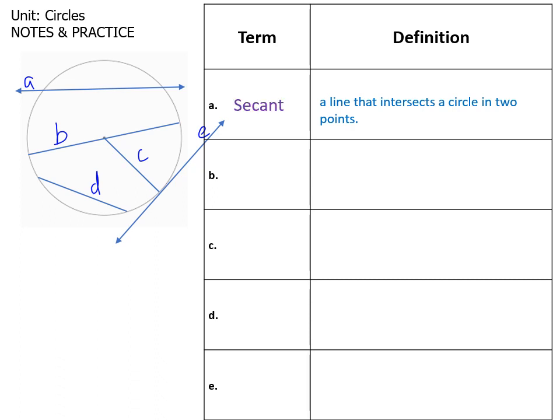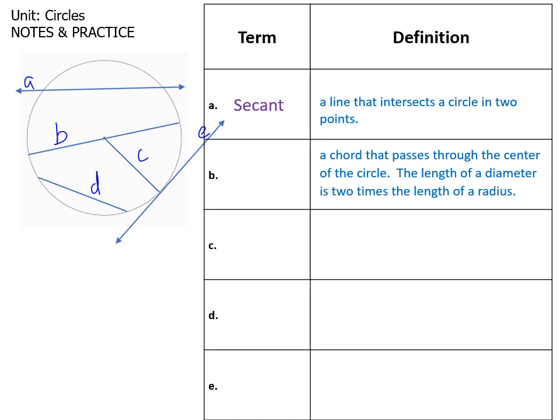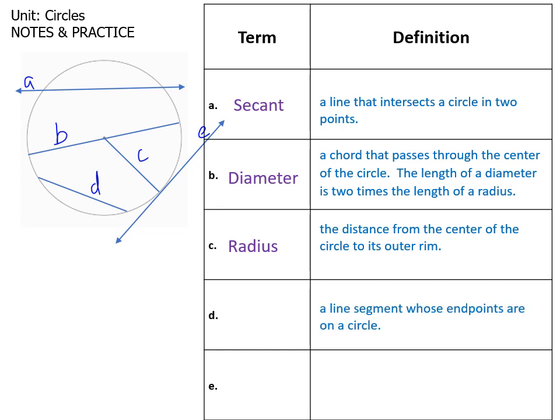And then we've got B. That's a line segment that goes through the center and has two endpoints on the circle. That's a chord that passes through the center of the circle. That's the diameter. And half of that, so that would be C, would be the radius. D is just a chord, not a special chord like the diameter.